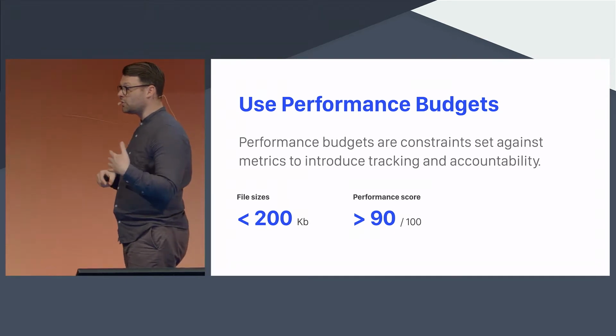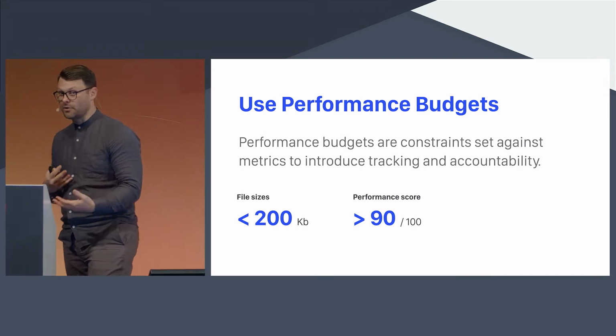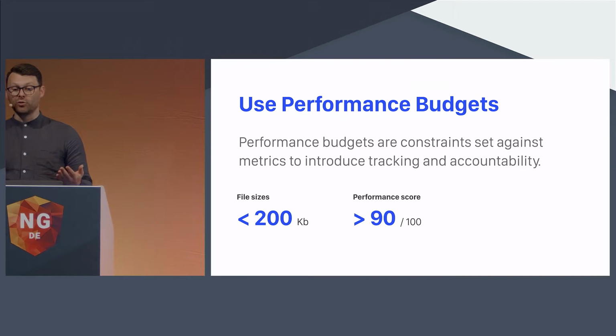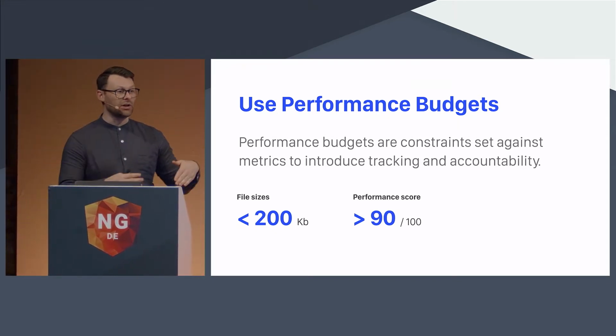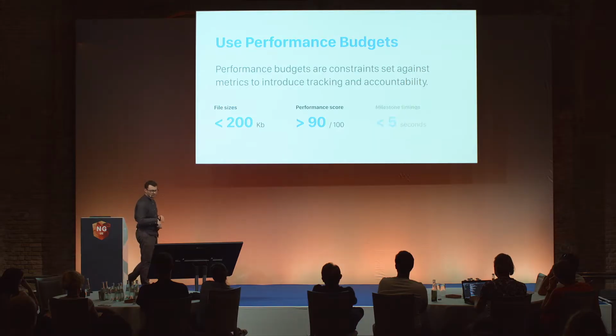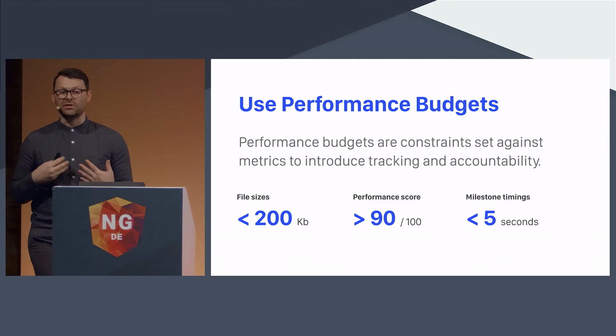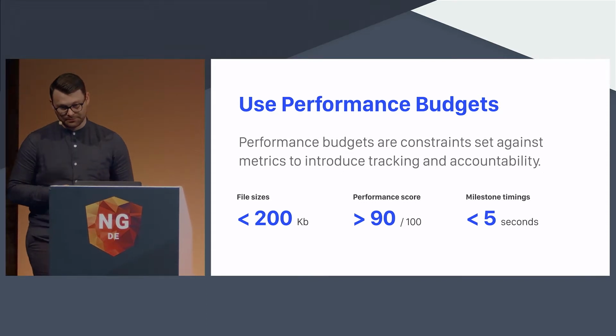We can use performance scores from Lighthouse or from other tools, where we get an overall ranking of a page, and that we want to maintain that we're going to stay within that boundary. Or we can use milestone timing. So maybe we want to make sure that we reach time to interactive in less than 5 seconds.